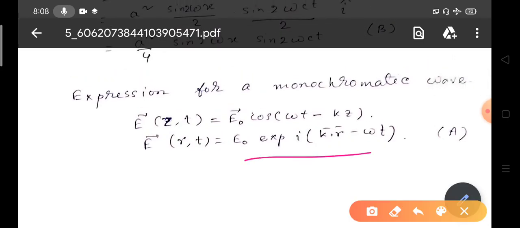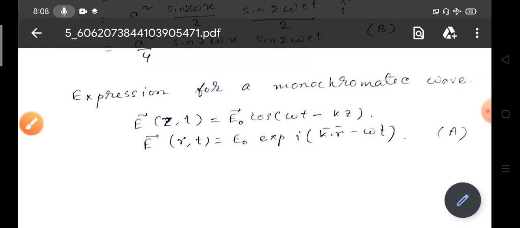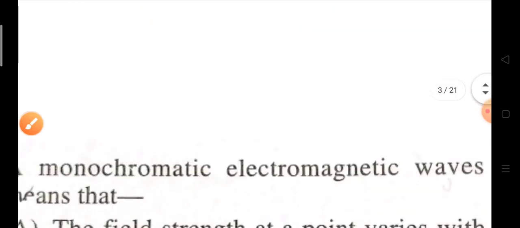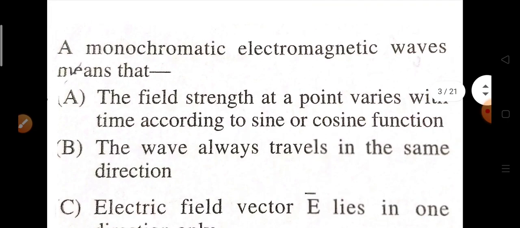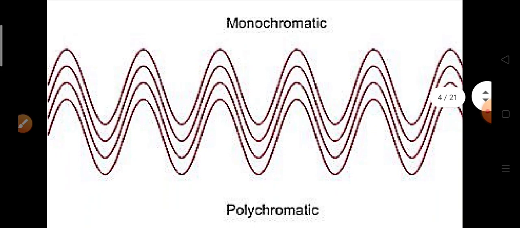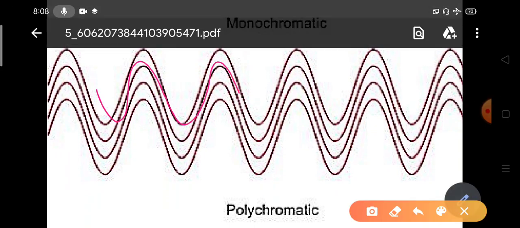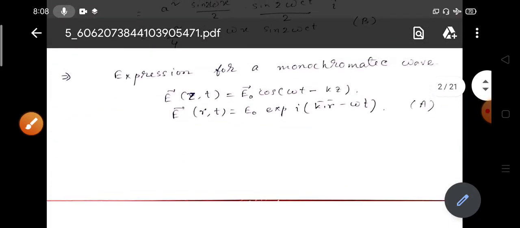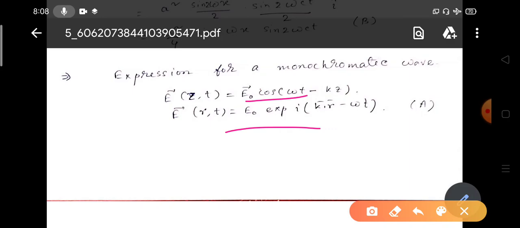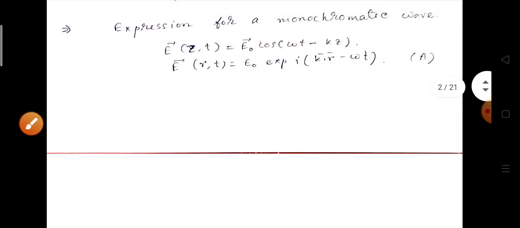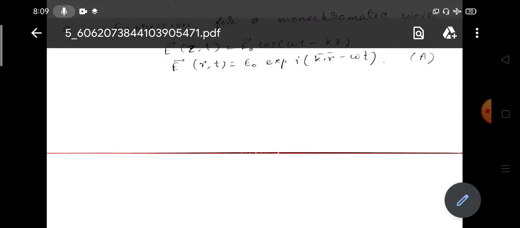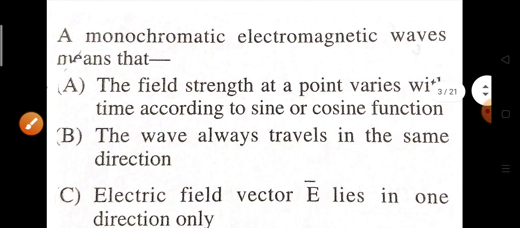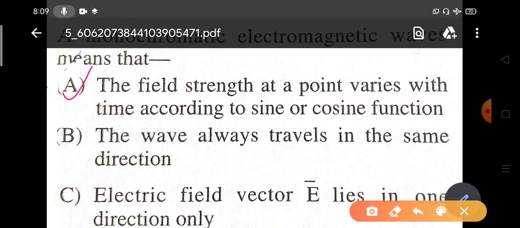So this is the most simple expression for the monochromatic wave. Looking at the picture, the field strength varies sinusoidally. It is cosine or sine, or in general we can express it as an exponential function. So the answer should be: the field strength at a point varies with time according to sine or cosine function.